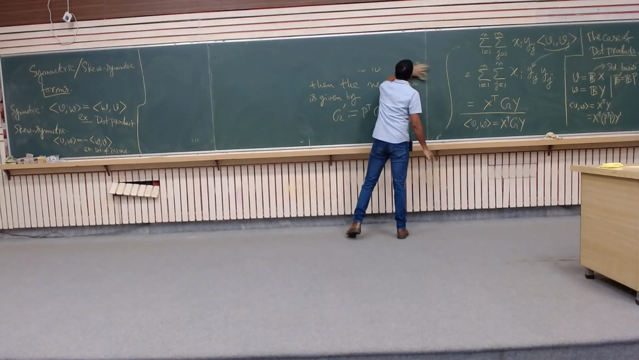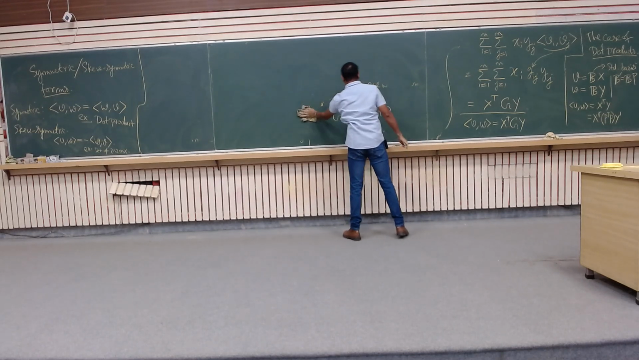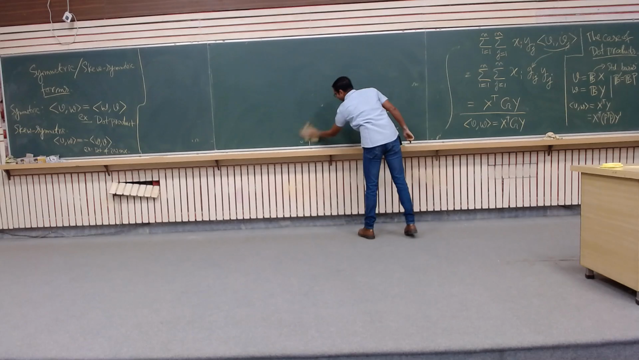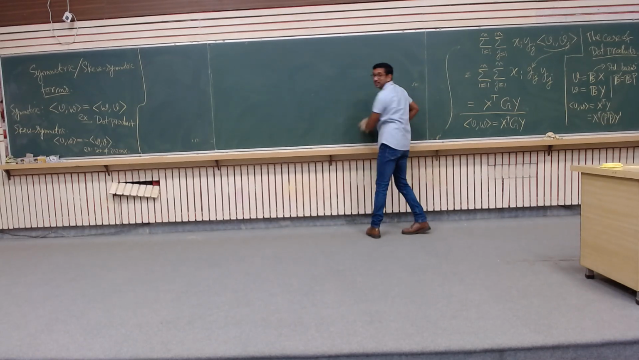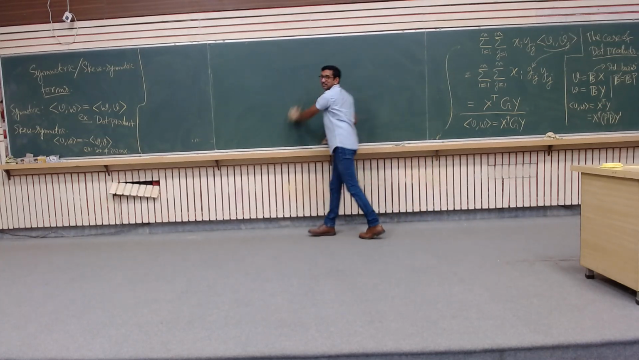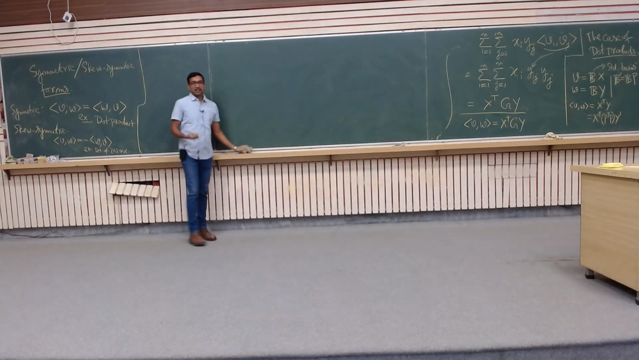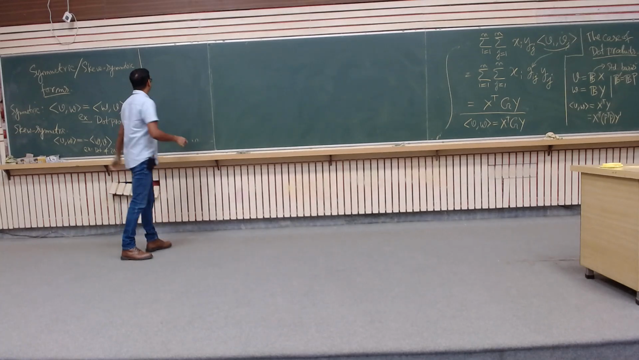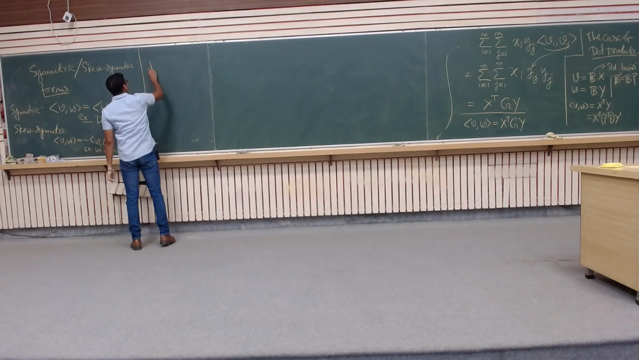And then leave something for you as homework. A form is skew symmetric if and only if... complete it. Its matrix is skew symmetric, right? Okay. So here is the proposition.